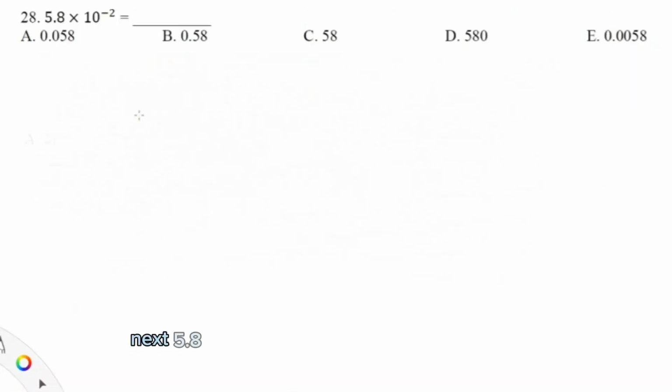Next, 5.8 times 10 to the power of negative 2. Alright, so I actually have a full video just on scientific notation, which will be linked in the pinned card at the top. But let's continue with this problem. So 5.8 times 10 to the power of negative 2.